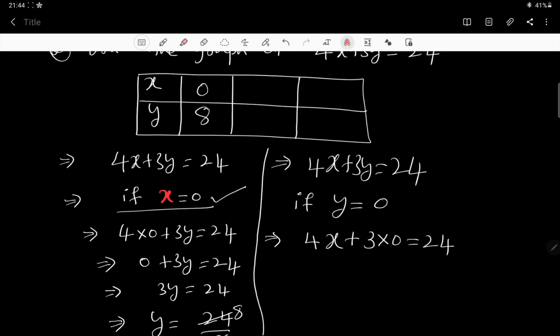See, here I have taken x is equal to 0, and you can take y is equal to 0, or if you want, you can take x equal to 1, x equal to 2. As you want, you can take this. All right, dear children, fine. I hope you are getting it.